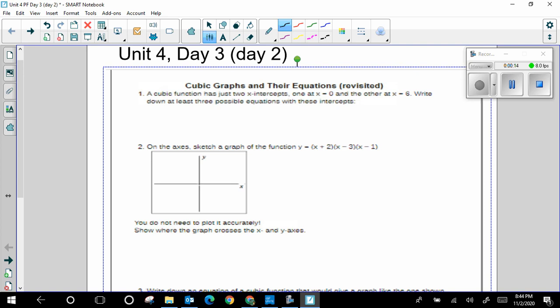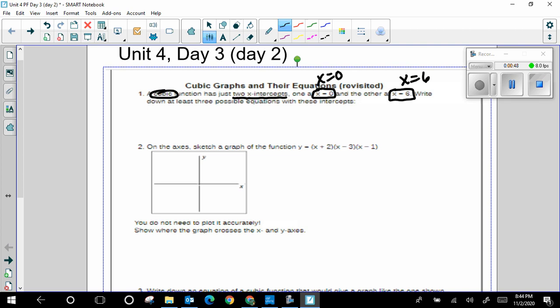So number 1 says a cubic function has just two x-intercepts. So it's a cubic function, which means it's a third degree, but we only have two x-intercepts, which means one of them has to be a repeated factor. So we have one at x equals 0. And we have the other one at x equals 6. So we need to write down at least 3 possible equations with these intercepts.